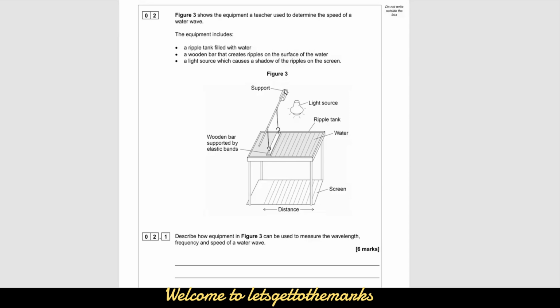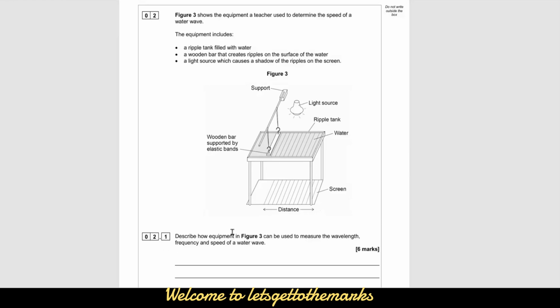Here's figure three. You've got a support, you've got the wooden bar that slaps down on the water, creating these ripples, a light that then shines down and creates shadows underneath. You can put a massive piece of paper down here for that. This is the distance. And you've got water in there.